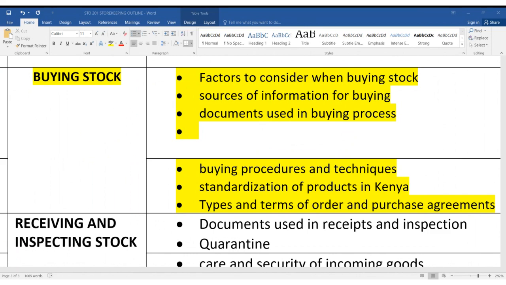Thirdly, we have price lists. Price lists are lists of prices that are given by organizations that are supplying the items. They would send their price list to prospective buyers, and these buyers can review those lists and check which item they want and what price it contains. Fourthly, trade fairs and exhibitions.